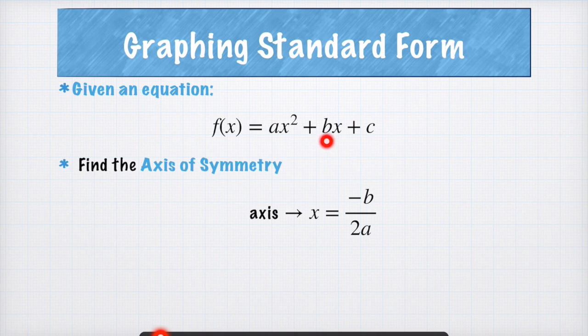And b just means the number in front of x. a just means the number in front of x squared. We're not going to include x squared or x in this. We're just going to include the number in front.